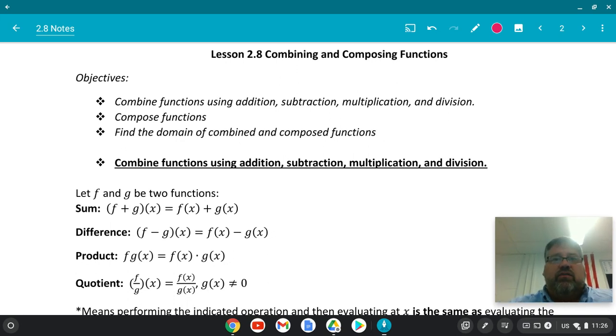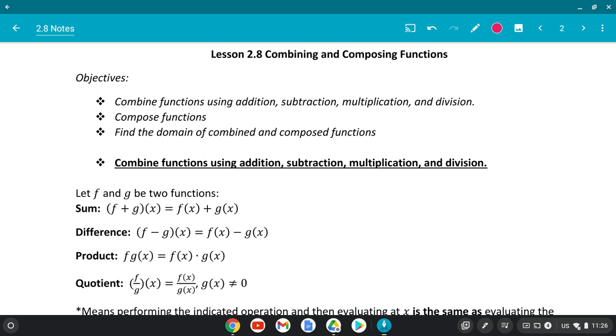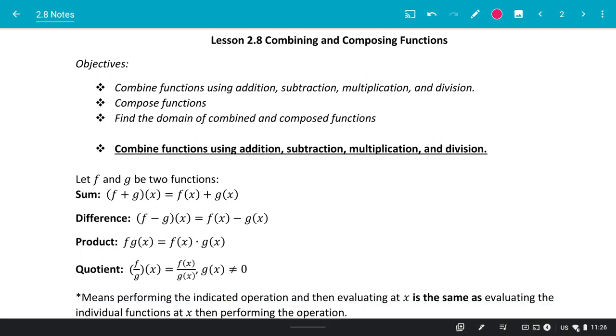All right, so today we're talking about 2.8, combining and composing functions. Let's go to work. First, we started talking about combining functions. Combining functions is simple operations of addition, subtraction, multiplication, division. We'll get into these a little bit deeper in a minute, but combining functions, we're basically going to put functions beside each other with these four different operations.